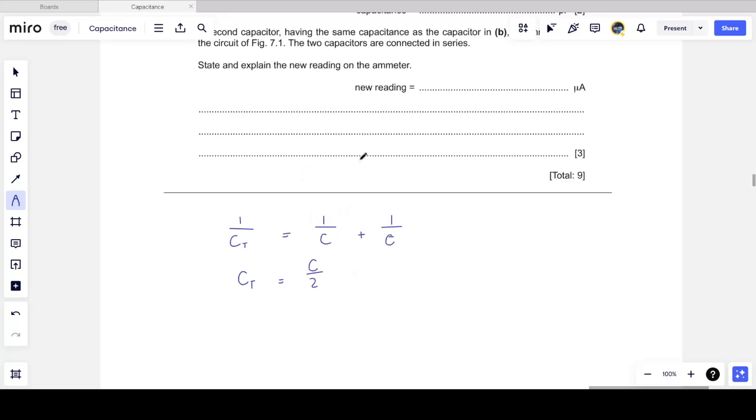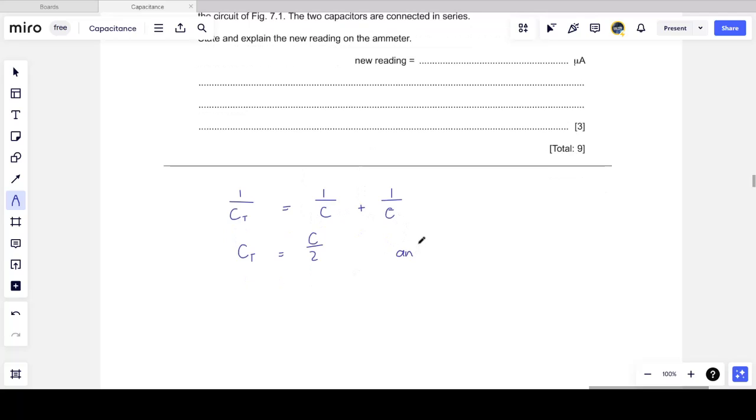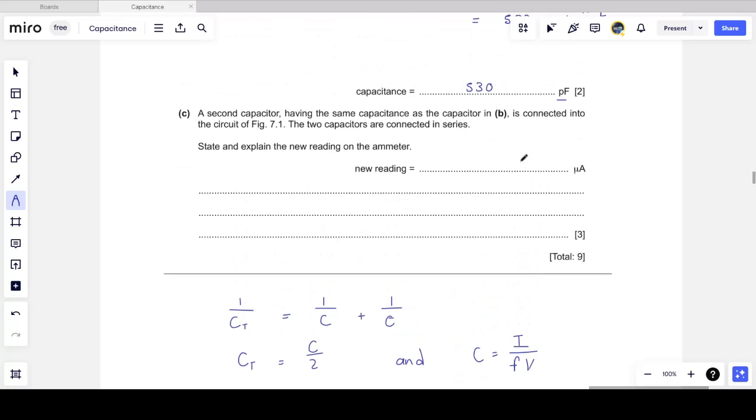And what we also know, so the capacitance is now halved, and C is equal to I over FV. The frequency and voltage are staying the same. I'm not doing anything to the potential difference, nor am I changing the frequency. So what this means is the capacitance is proportional to the current. So if the capacitance halves, so too does the current. So the old current was 4.8 microamperes. The new reading on the ammeter, the new current, will be 2.4 microamperes.